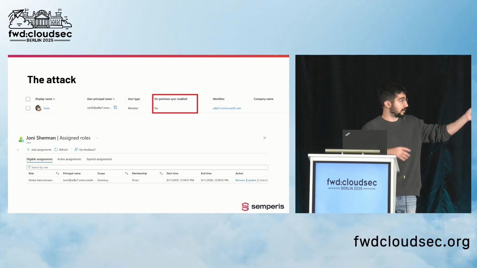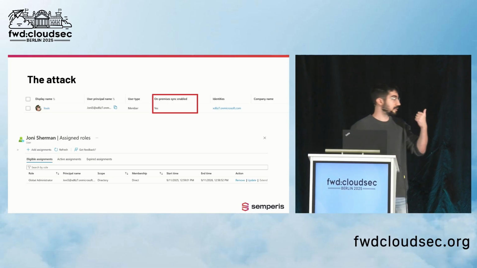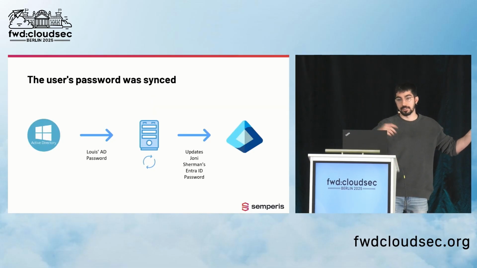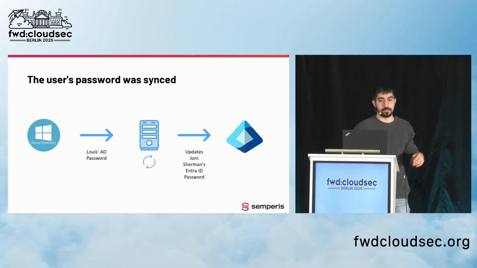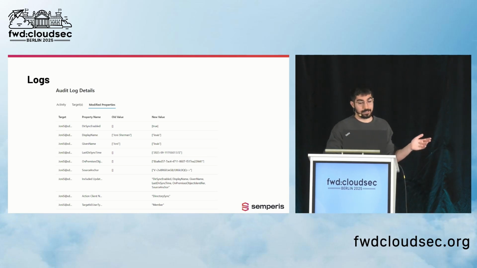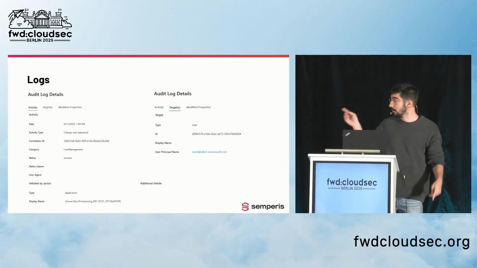And we can see that Louis, well, it used to be Johnny Sherman, is synced. We can already see that the display name was changed, and we now have the eligible global administrator role. Because Louis' AD password was password hash synced to Johnny Sherman, we can sign in as this user. So what can we see from the logs in Entra ID? We can see that the display name was changed, like we just saw before, and that the password was changed. But these are the only two logs that we have for this attack.